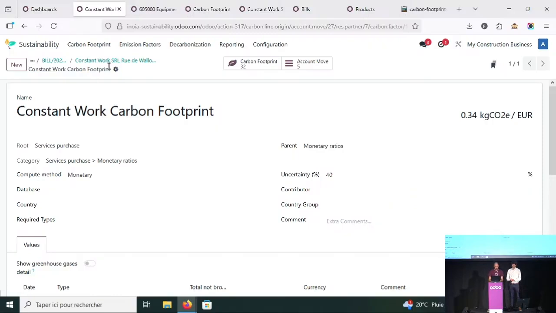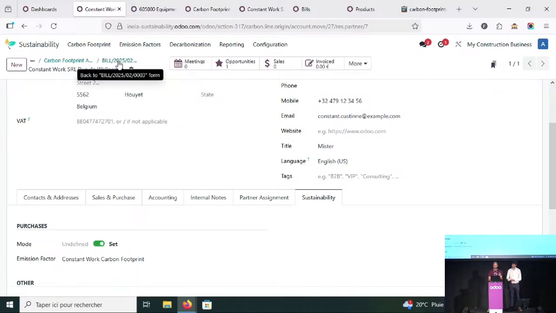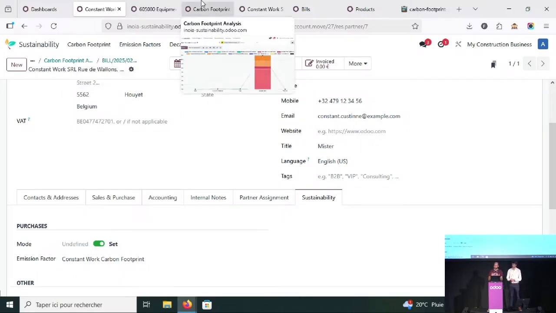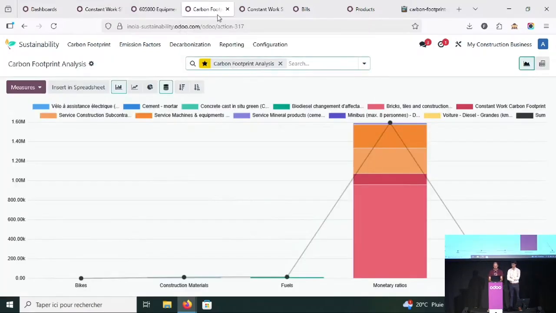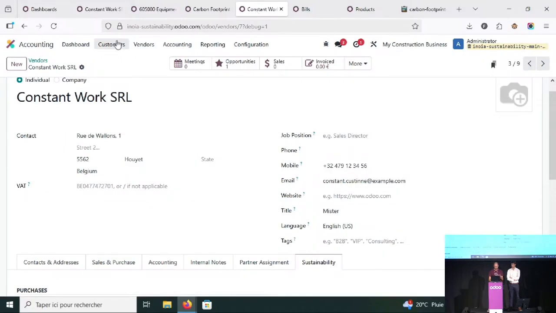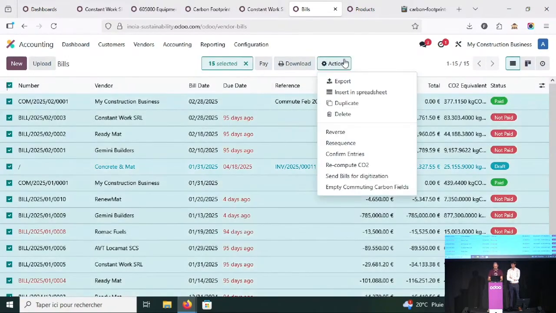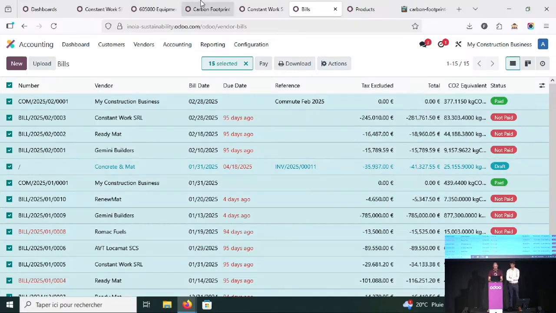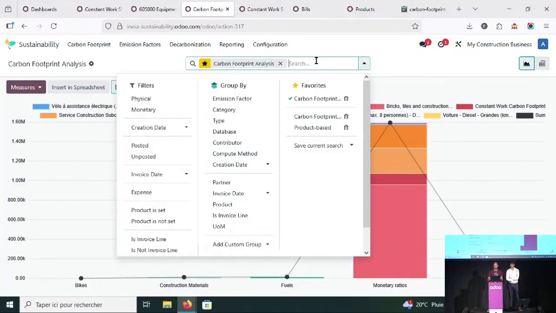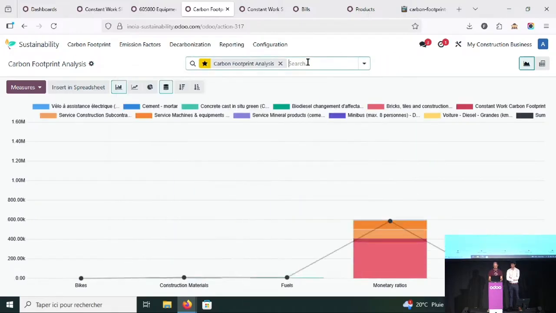All right, so I apply it. I do it for my biggest vendors, and then I let the system recompute the carbon footprint. Simply looking at all my journal entries in the system, I recompute, and then the carbon footprint is automatically up to date. Okay, let's have a look.